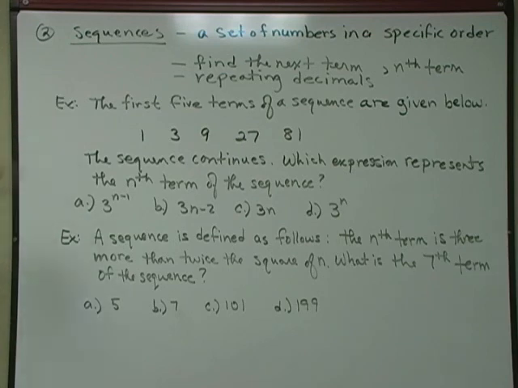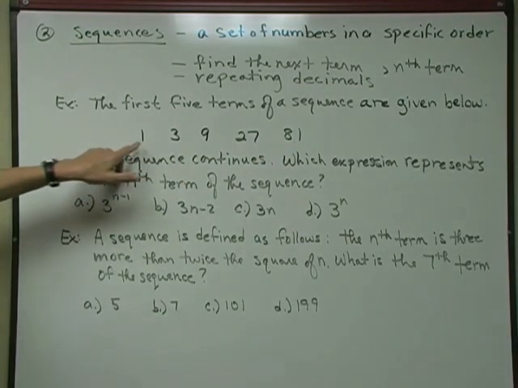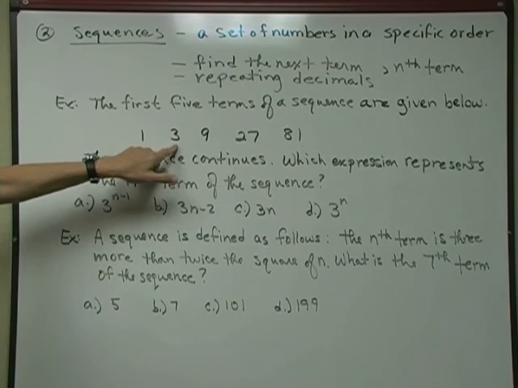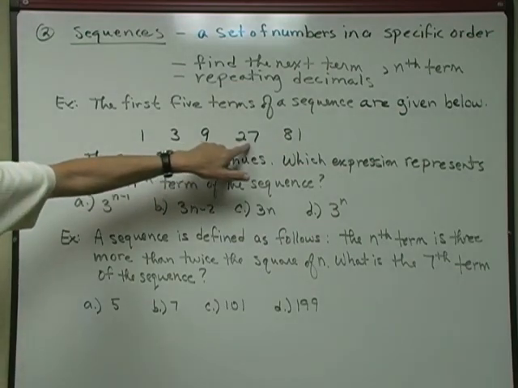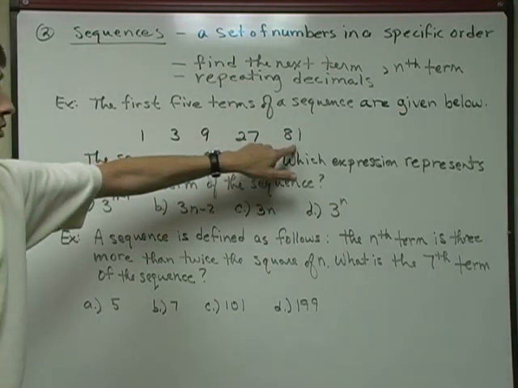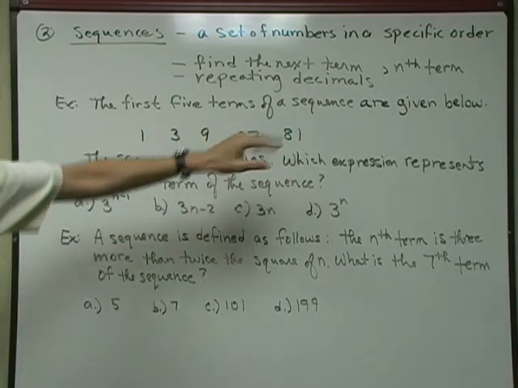It says that the first 5 terms of a sequence are given below. 1, 3, 9, 27, 81. Now the thing that I notice about these numbers is that this is 3 times 1, right? This is just 3. This is 3 times 3. This is 3 times 3 times 3. And this is 3 times 3 times 3 times 3. They have to do with powers of 3.